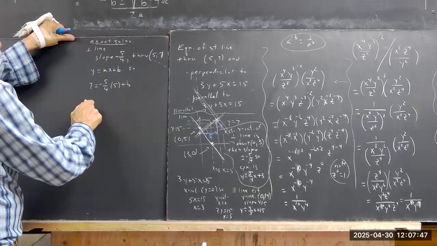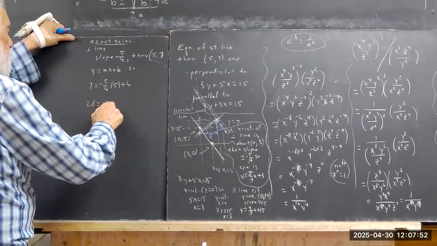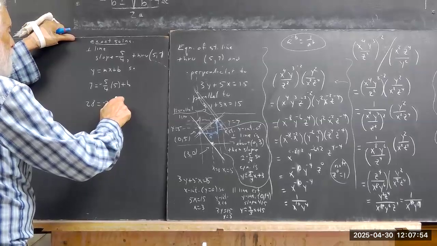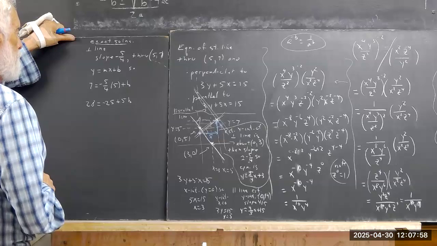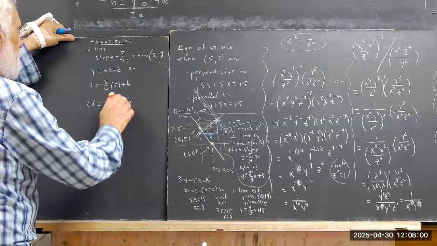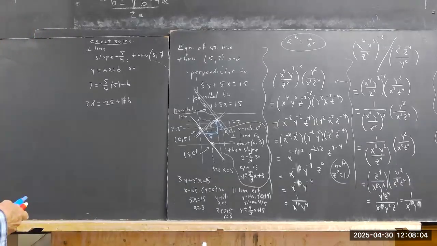Multiplied by 4, you get 28 equals negative 25 plus 4b. And again, you get something that doesn't make sense. What's going on here? Doesn't make sense in terms of the picture, but it must be right.